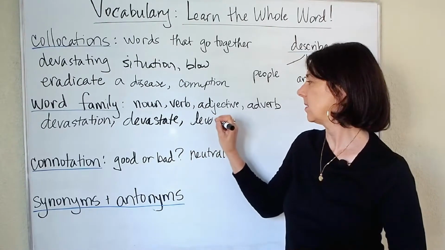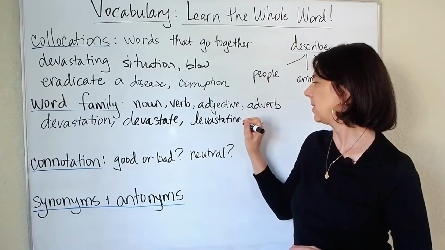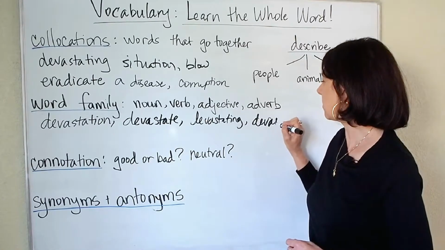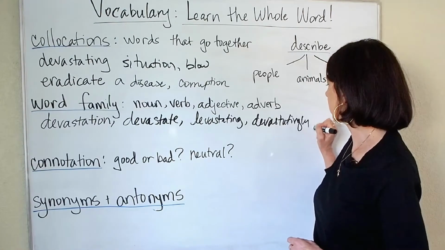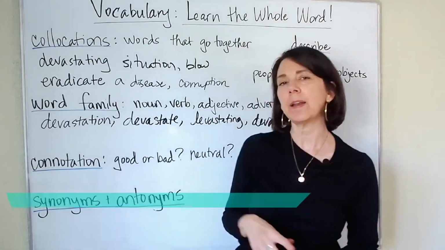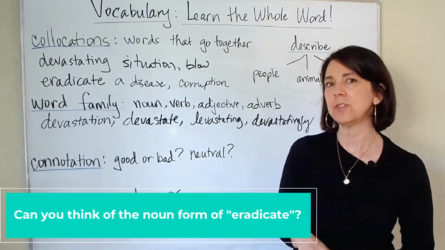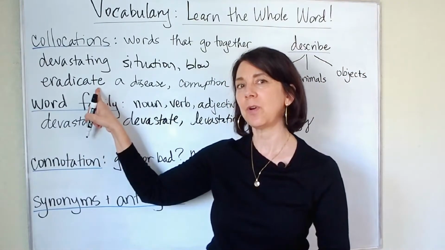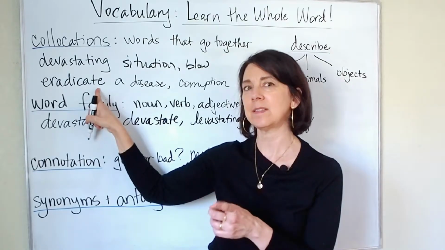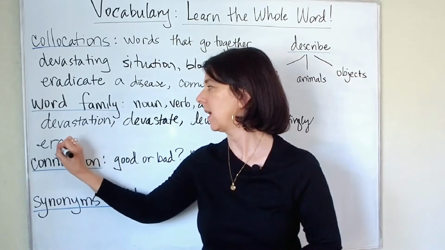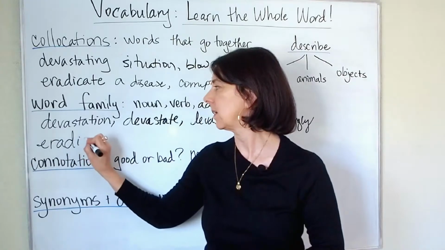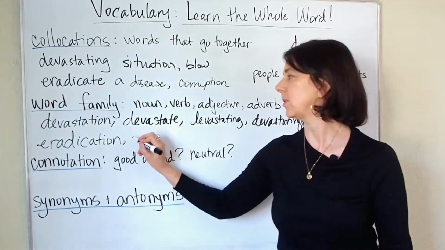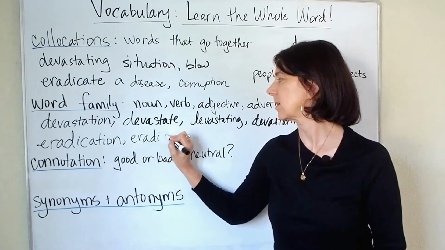And then the adverb is devastatingly. And we actually do use that one sometimes. Okay, and then eradicate, that is a verb. Do you know what the noun form is? So if you know with verbs that end in ate, we can make it a noun by adding shun. Eradication. And verb is eradicate.